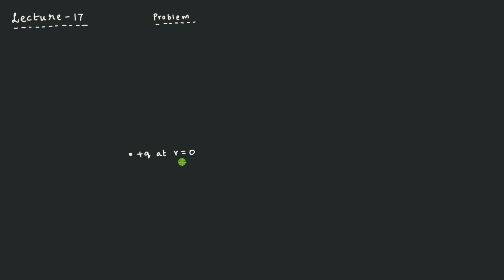So r equal to 0 need not be given. I am just saying that we can consider the location of the charge plus q as r equal to 0. This will not be given in the question. There is a charge plus q, that's all. The location you have to determine by choosing an appropriate coordinate system. Most probably we are going to fix it at the origin, and therefore I am saying that r equal to 0 would be a good choice. Okay, so the charge is present.